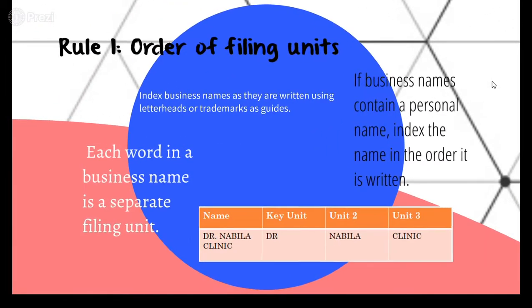Rule number 1, order of filing units. Index business names as they are written, using letterheads or trademarks as a guide. If business names contain a personal name, index the name in the order it is written. Each word in a business name is a separate filing unit. You can see the example below. Dr. Nabila Clinic: the key unit Doctor, unit number 2 Nabila, unit number 3 Clinic.